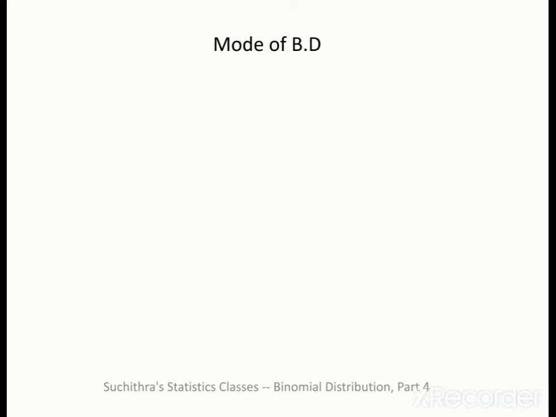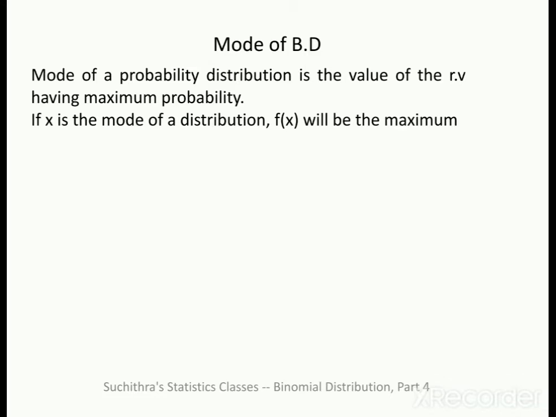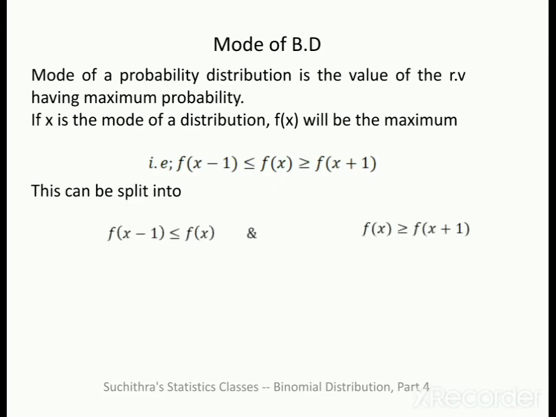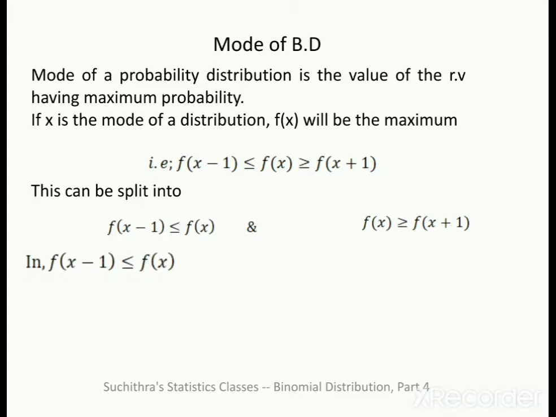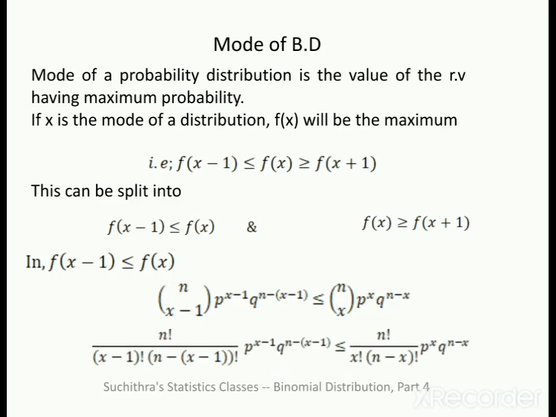Then mode of binomial distribution. Mode of a probability distribution is the value of the random variable having maximum probability. If x is the mode of a distribution, f(x) will be the maximum. That is f(x-1) less than or equal to f(x) greater than or equal to f(x+1). This can be split into f(x-1) less than or equal to f(x) and f(x) greater than or equal to f(x+1). In f(x-1) less than or equal to f(x), we have this expression. Then expanding for nC(x-1) and nCx, we will get this expression.